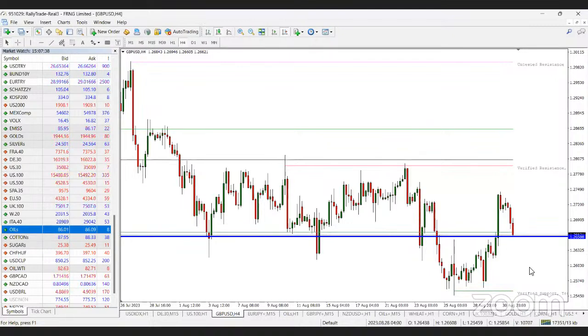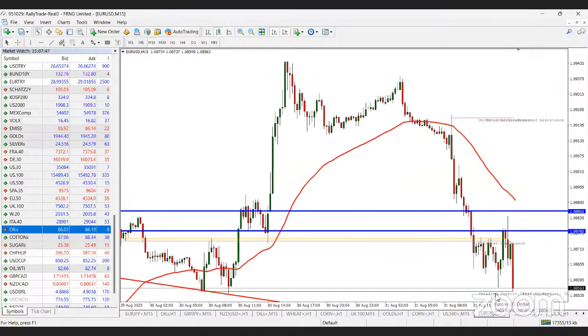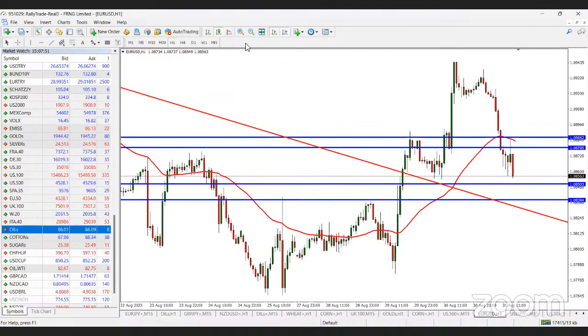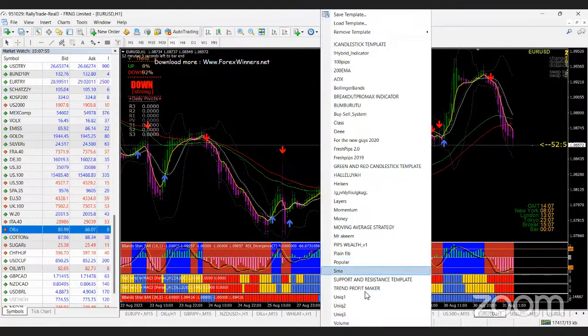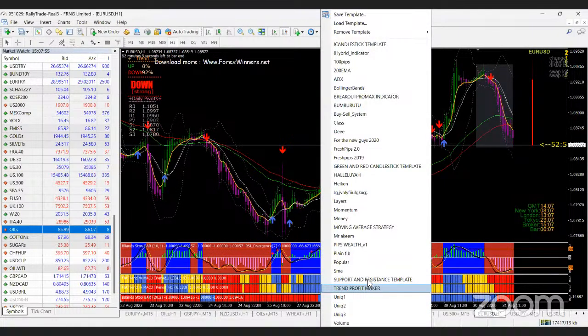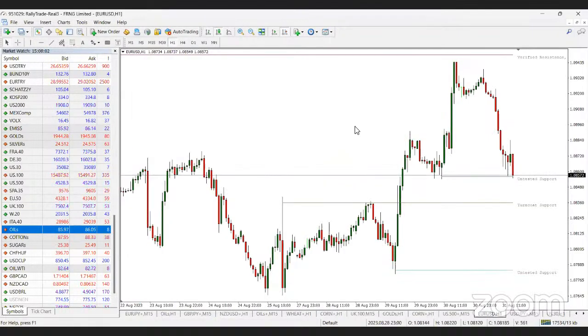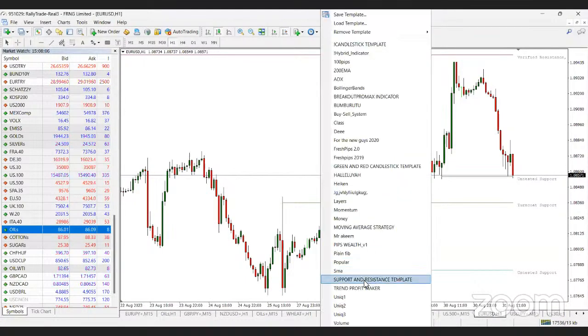So let's look at Euro USD. Euro USD is also doing the same thing. Euro USD is right now at a support zone on 15 minutes, but let's check it out. Okay, so we have our support and resistance, right? We have a clearer chart right now.